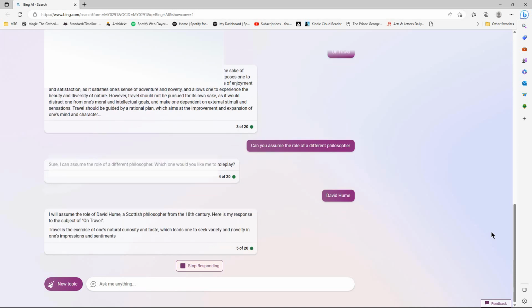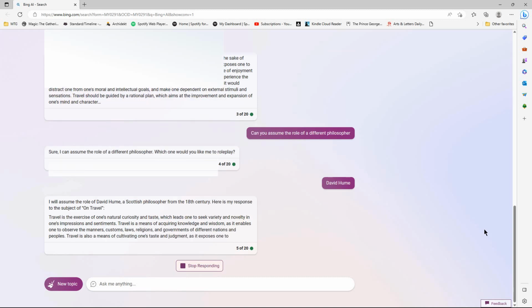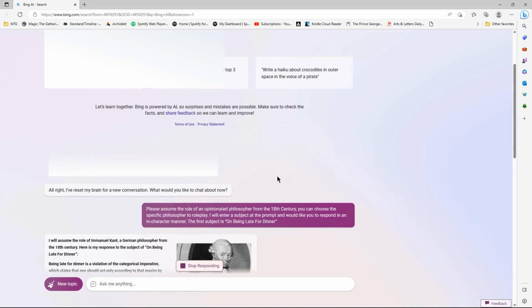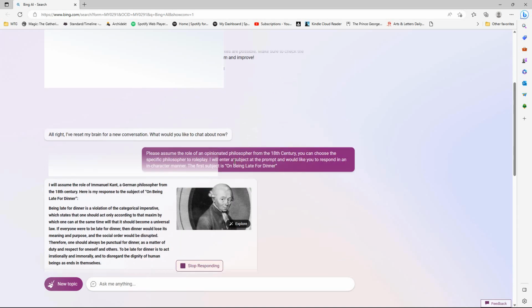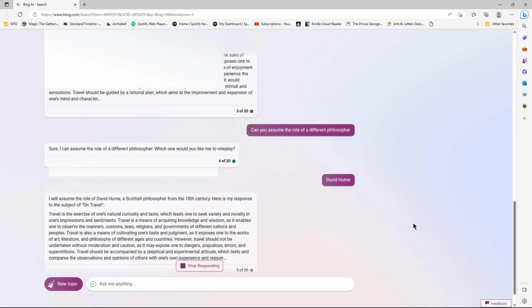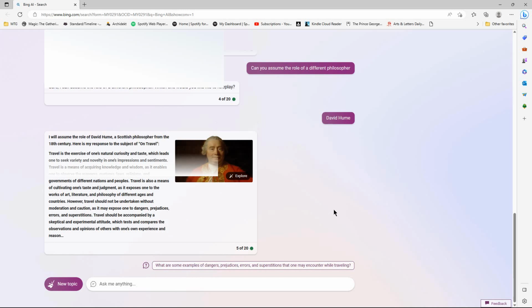Oh, on travel. Okay, so it's gone straight to on travel. That's interesting. What's the first one I asked? Let's see what David Hume has to say about being late for dinner. I don't know whether he had tardy dinner habits or not. That's interesting. It's changed the text again. Being late for dinner.